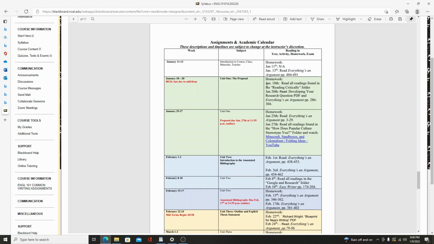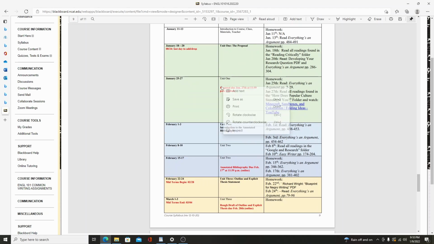So on January 18th, make sure you read all of the readings found in the Reading Critically folder. We'll go over what that is here in a second. January 20th, make sure you read your research question PDF and Everything's an Argument, right? Pretty easy to follow. The middle column, this is where the due dates for assignments will be.